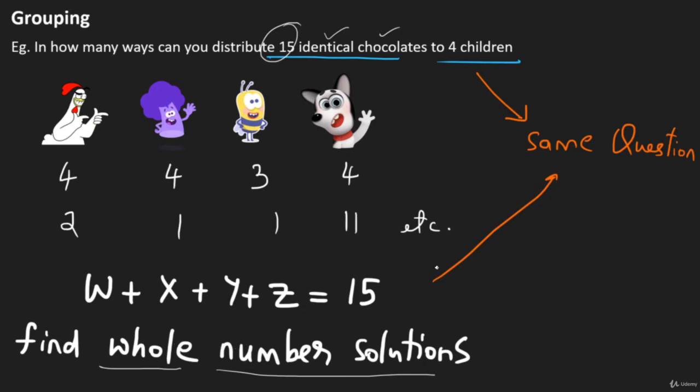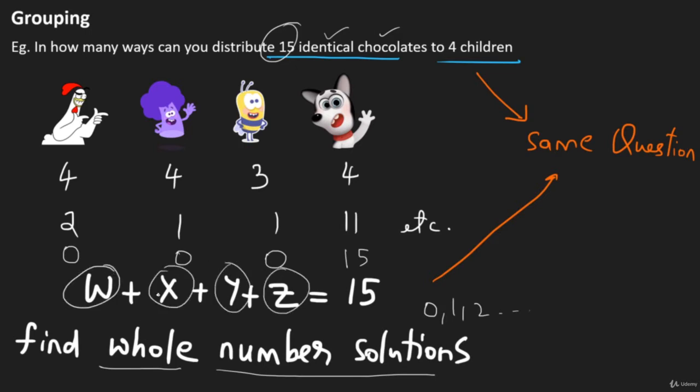Remember, whole numbers are the numbers that start from 0. That is 0, 1, 2, etc. are whole numbers. Over here also you could have a case where you give 0 chocolates to this guy, 0 to this guy, 0 to this guy, and all the 15 go to this guy. This also adds up to 15, right? Now, instead of the 4 children over here, I could have 4 variables also. And the only thing is that when you add the values of the 4 variables, you should get 15. Therefore, these two are one and the same question.